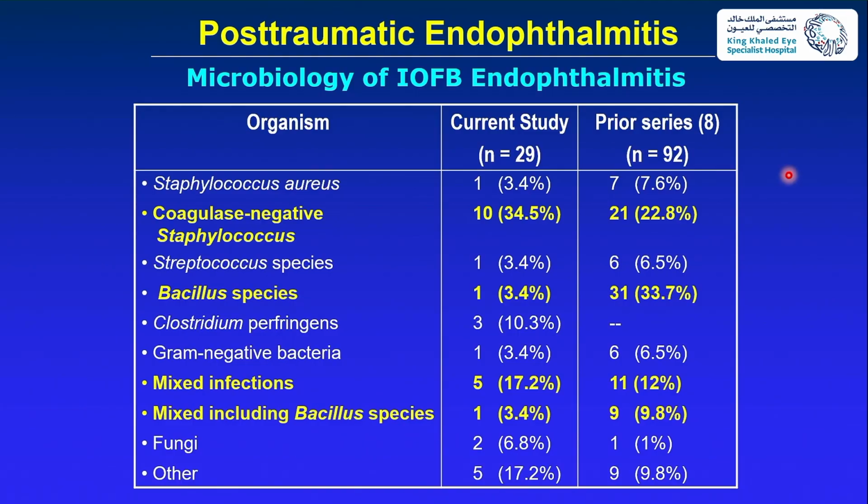And then we also looked at intraocular foreign body endophthalmitis. With intraocular foreign body, again, coagulase negative cocci 34%, bacillus species only 3.4%, but previous studies from other geographic regions 33%. That was the first study that looked in detail at the microbiology of traumatic endophthalmitis.